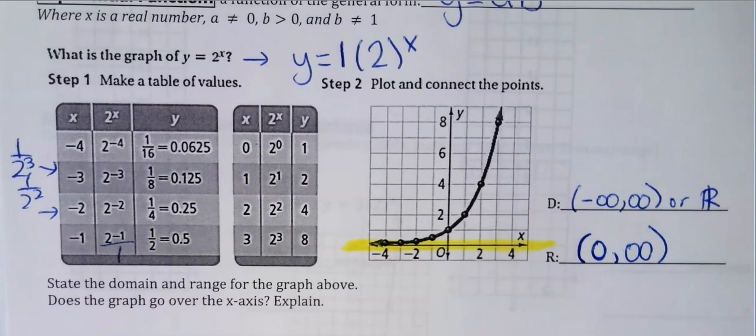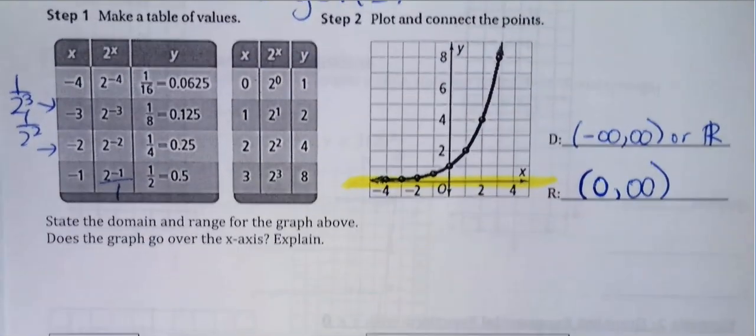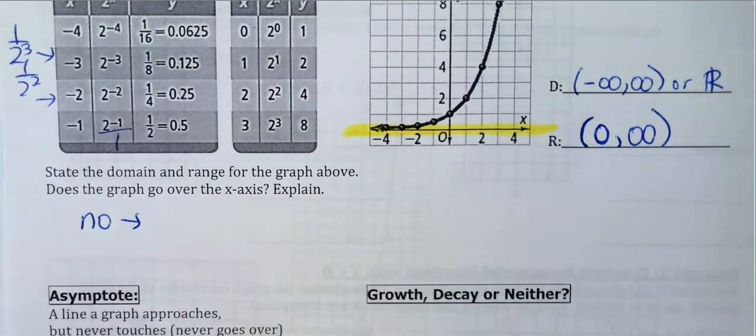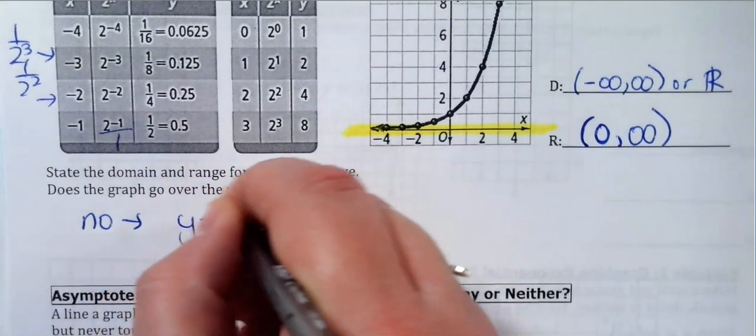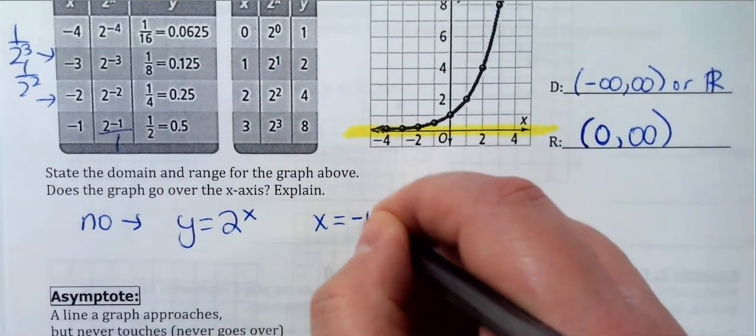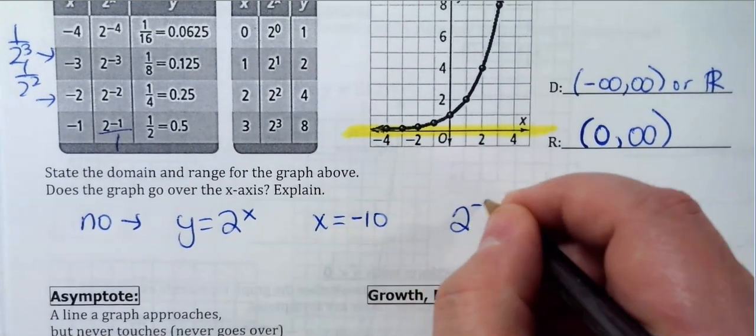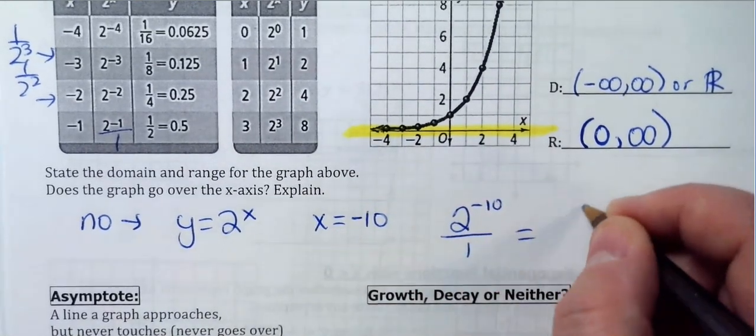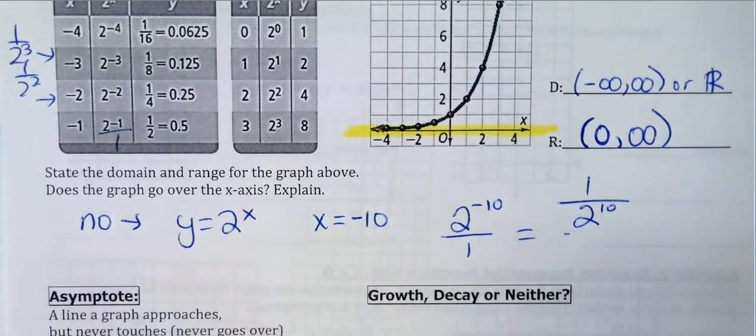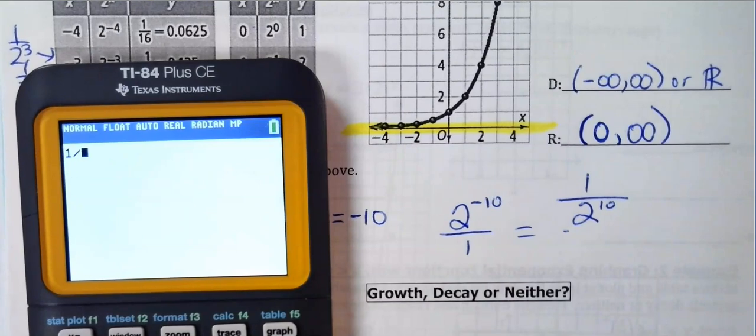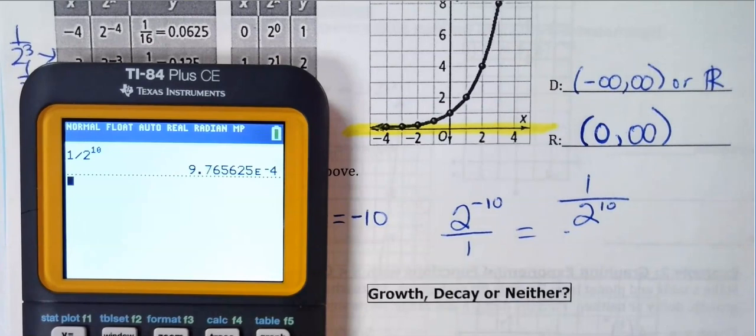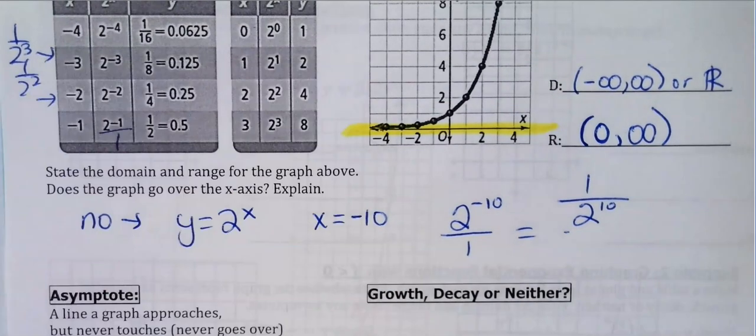All right, and then this just says, does the graph ever go over the x-axis? And I would tell you no. You can plug in some huge number. Like if I have y equals 2 to the x, and let's say I plugged in, I don't know, let's say x was -10. I'd have 2 to the -10th, which would be 1 over 2 to the 10th. If I do this in my calculator, 1 over 2 to the 10th, it's just some super tiny fraction. It's a bunch of zeros in front of it. It's just a teeny, teeny, tiny number.